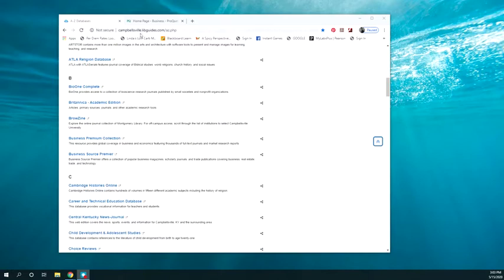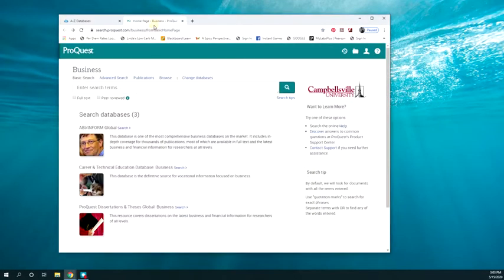Again, go to campbellsville.libguides.com/az.php to get to the databases part. Click on premium collection and it'll take you to this page right here. So if you go to this page here, you can start an advanced search.